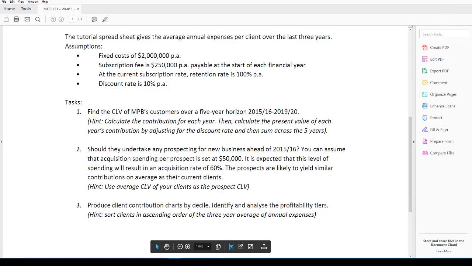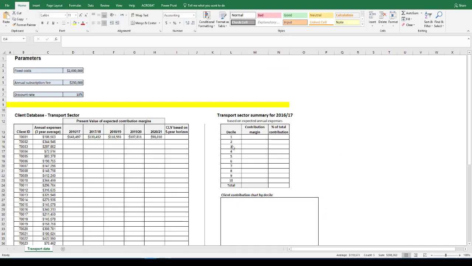So let's go to the worksheet. This is the worksheet that we've got for week 10. We've got information here: fixed costs, annual subscription fee, and discount rate. In the worksheet that you are given on the Moodle, the parameters are empty, so you have to actually fill in the parameters. Let me do it here for you and do everything together.